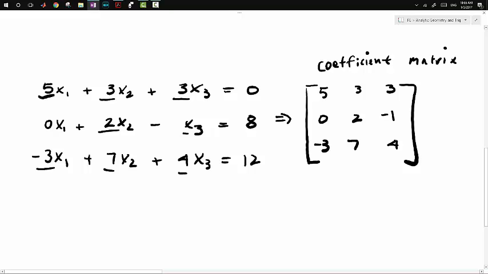And remember, the size of this matrix basically is a 3 by 3 matrix. And this tells you the number of rows, and the second number tells you the number of columns.